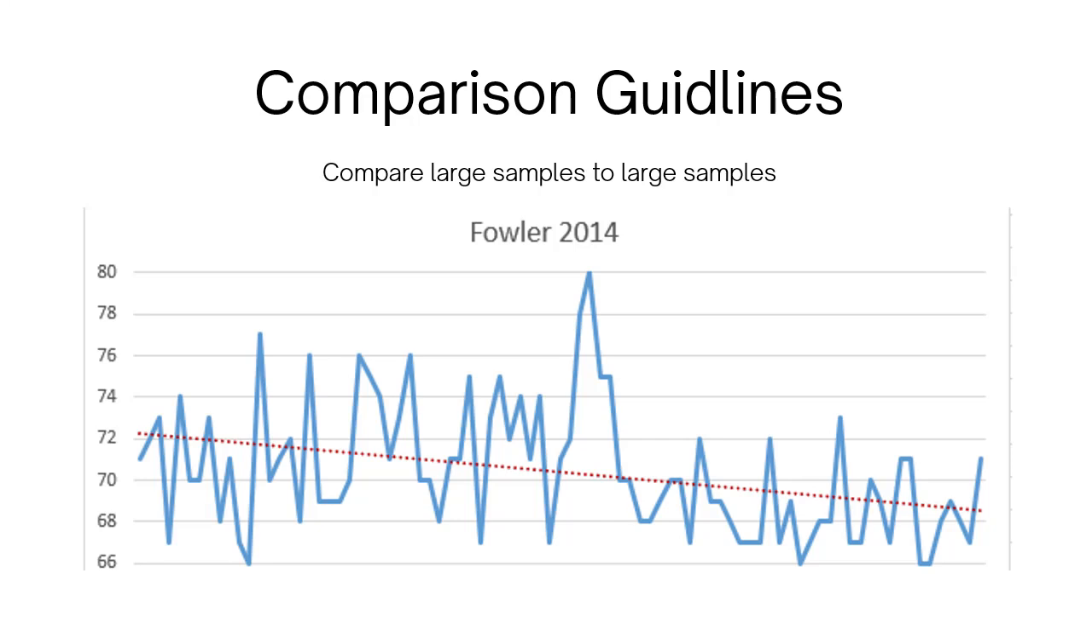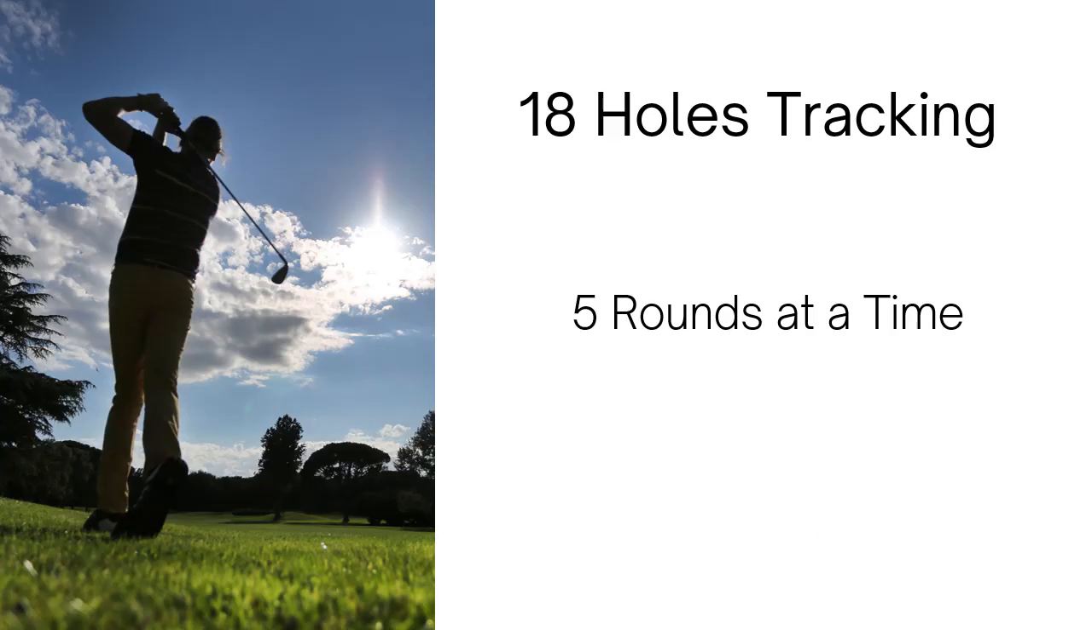So, how do we track? We've got two methods we're going to use. One is just regular old golf, 18-hole tracking, right? You'll see in the spreadsheet that we're going to use 5 rounds as kind of our baseline. You're going to compare 5 rounds of golf to 5 rounds of golf.